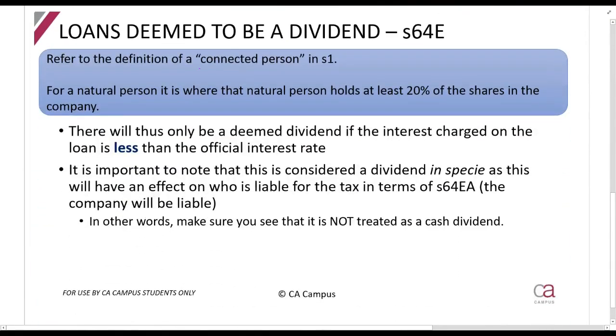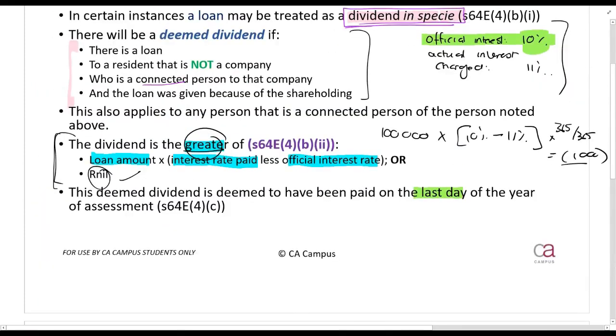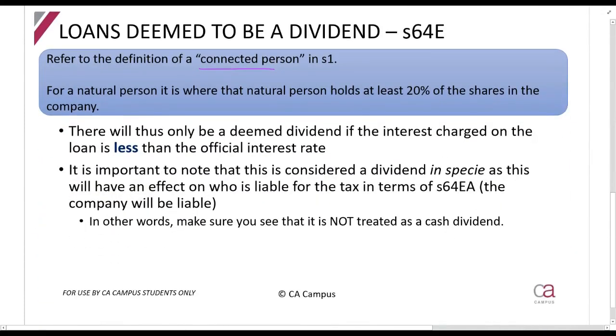Now, I've mentioned to you, it must be a connected person. When is it a connected person, guys? A connected person is someone, if it's a natural person, who has 20% or more of the shares in that company.